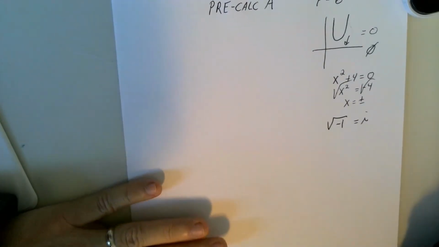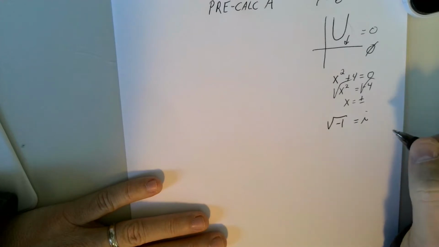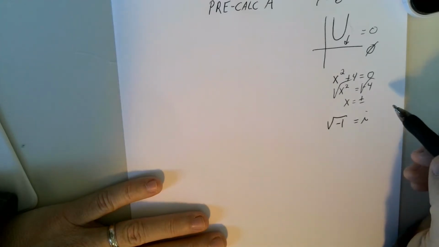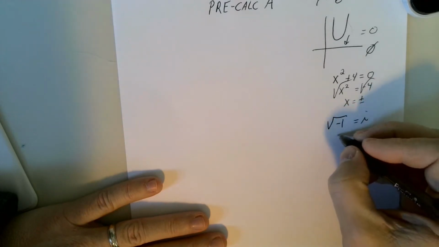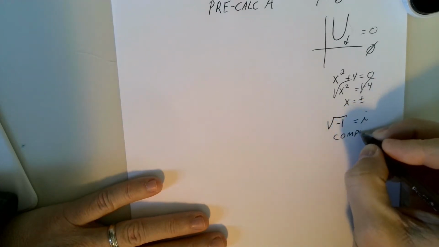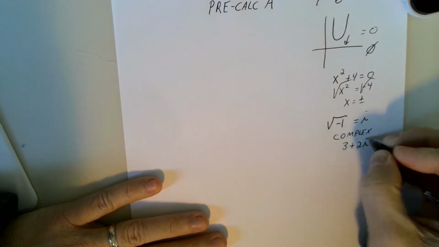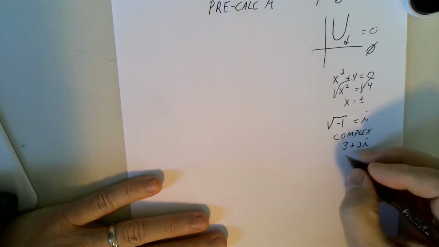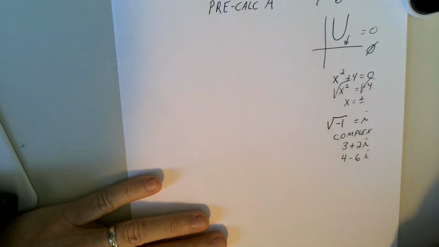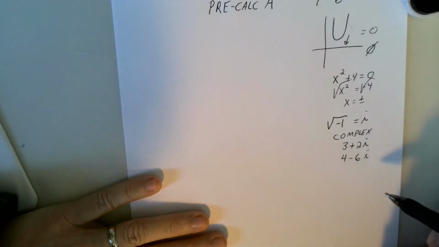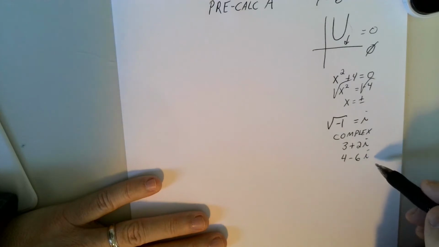Some of you have probably seen that before. But i stands for an imaginary number, and it does have applications all over the place. So we'll also call i a subset of these things called complex numbers, where you can have a real part plus an imaginary part like 3 plus 2i, or 4 minus 6i. And in today's lesson, we're going to talk about how we add, subtract, multiply, and divide these imaginary numbers.